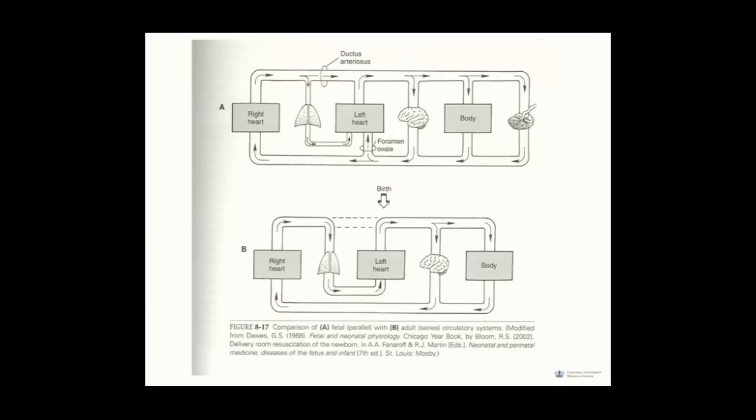So at birth, what we have to do is close those shunts. So we have to close the shunt within the heart that allows blood to go directly into the left side of the heart. And we have to close the ductus arteriosus that connects the pulmonary artery to the aorta. And once that happens, and the umbilical blood flow, the placenta and the umbilical blood flow, go away, now the circulatory system is an adult style circulatory system in series, meaning that blood has to go from one structure to the next.